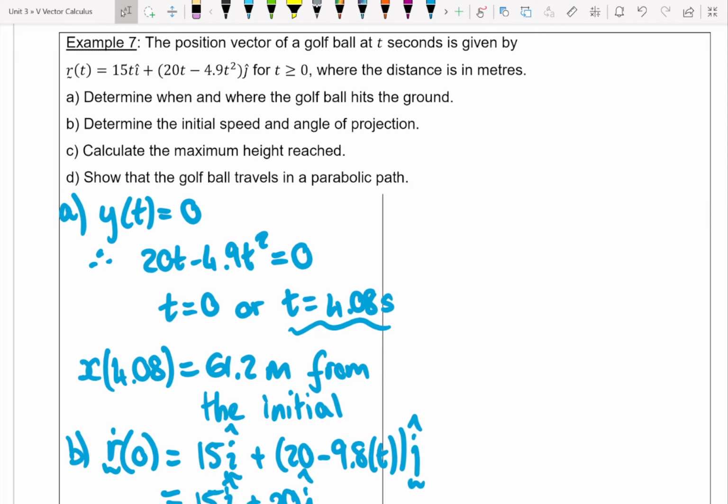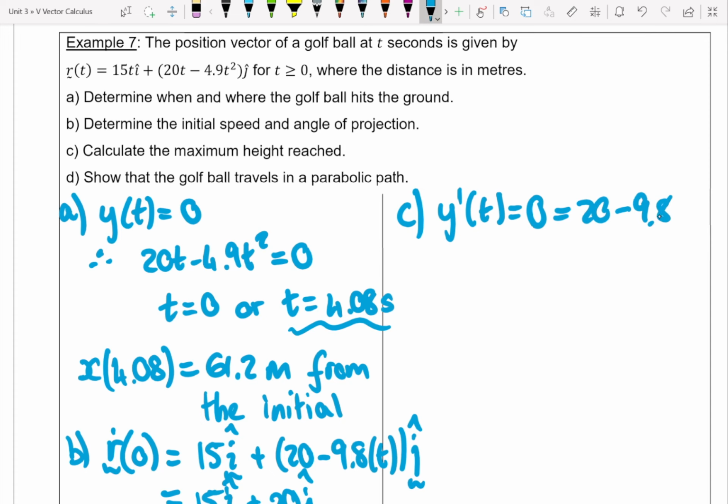Part C is asking us to calculate the maximum height reached. So the maximum height is going to be when y dash t is equal to 0. So that's when the vertical speed is starting to slow down. So that's going to be equal to, we solved this down here, it's 20 take 9.8t.